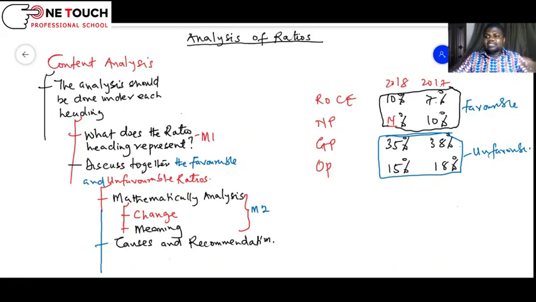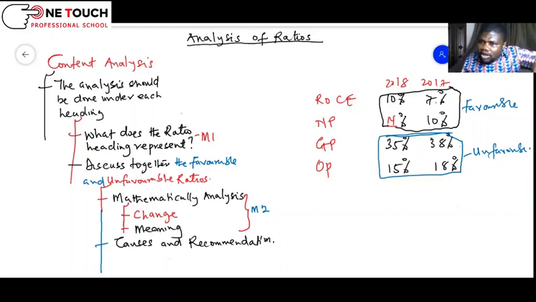You get to know that the debtors collection period is going up. What will be the cause? You tell us that there may be weaknesses in the credit control system, or the credit control department may not be efficient. So what will be your recommendation? They should strengthen the credit control system of the company. It's very simple.